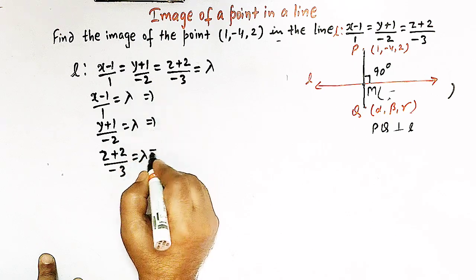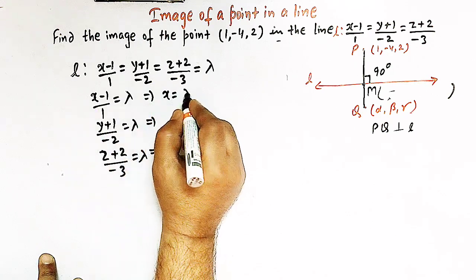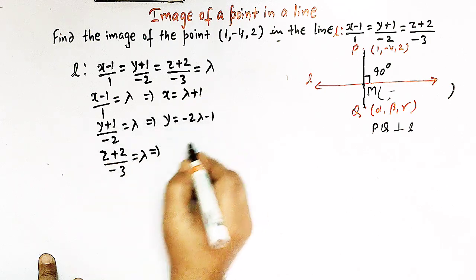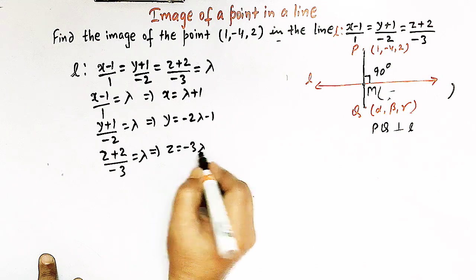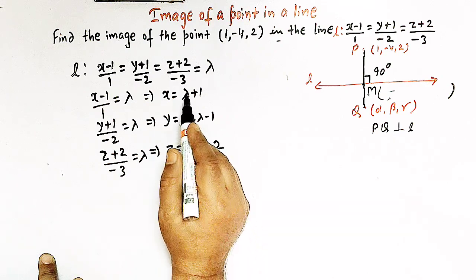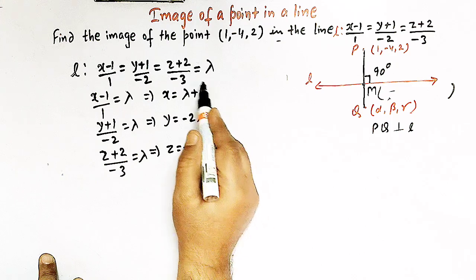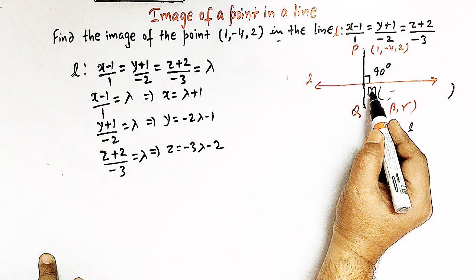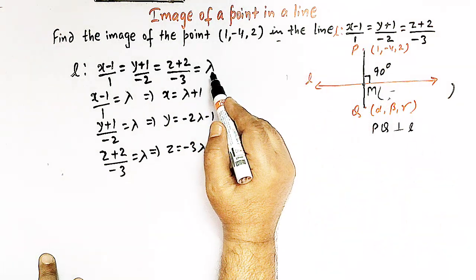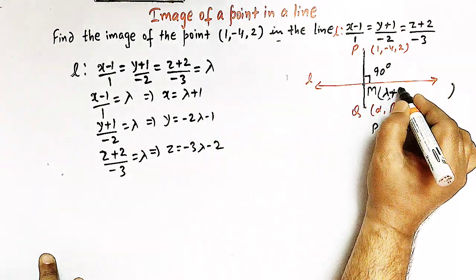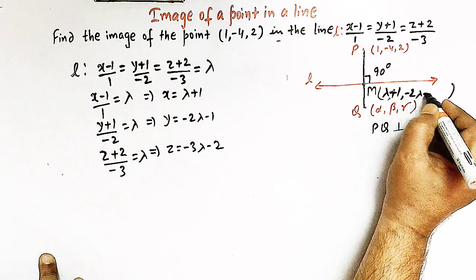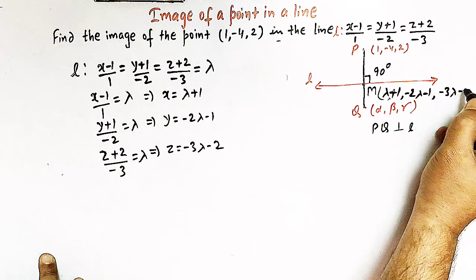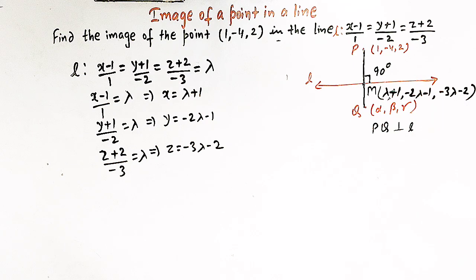So from here we can now write x is equal to lambda plus 1, y is minus 2 lambda minus 1, and z is minus 3 lambda minus 2, right? So for some value of lambda, this coordinate represents this point M. So the coordinates of the point M for some value of lambda are given by lambda plus 1, then minus 2 lambda minus 1, and here we have minus 3 lambda minus 2.